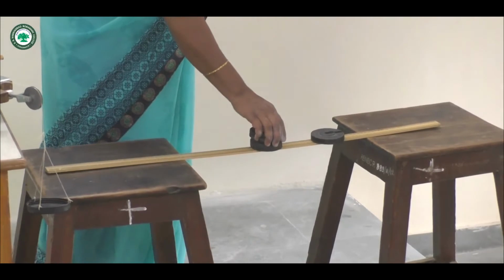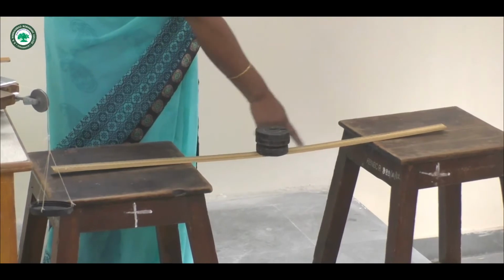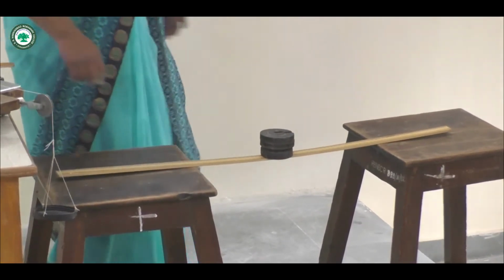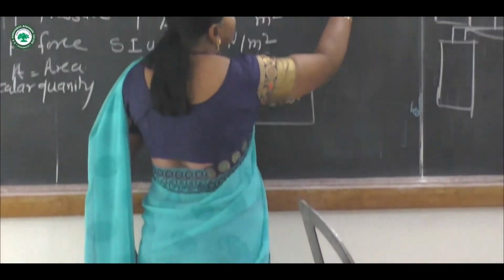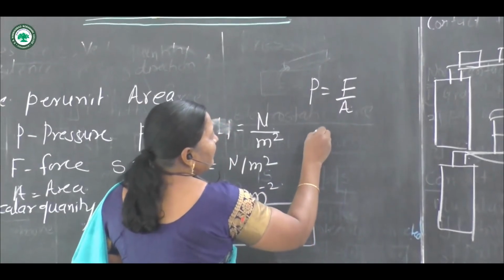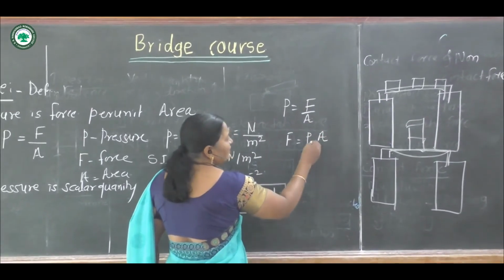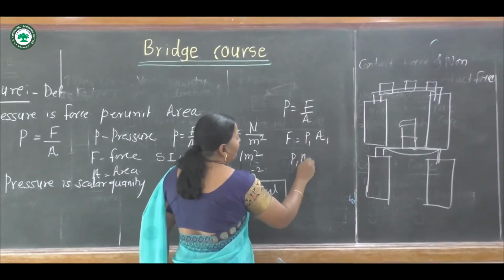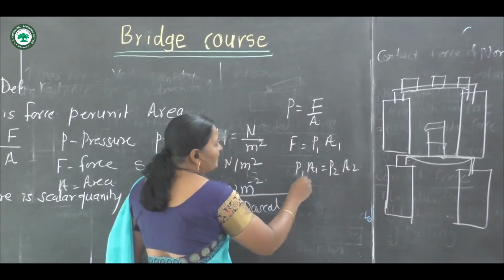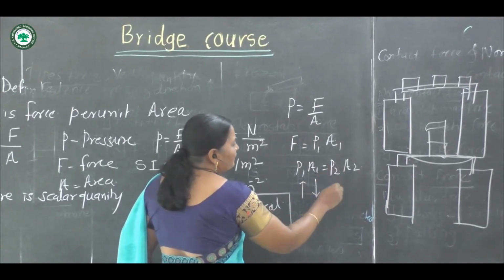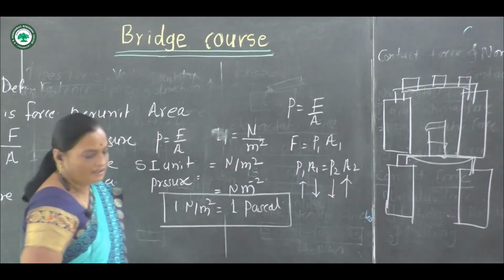Now suppose the area is reduced. When the area is reduced, the scale is bent. That is, P is equal to force per unit area, so F is equal to P into A. Suppose there are two cases, P1 A1 is equal to P2 A2. That is, pressure is increased, area is decreased; pressure is decreased, area is increased. This is the relation between pressure and area.